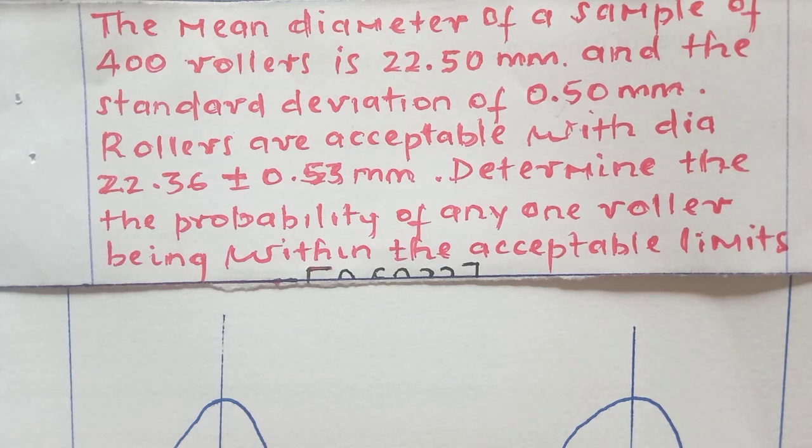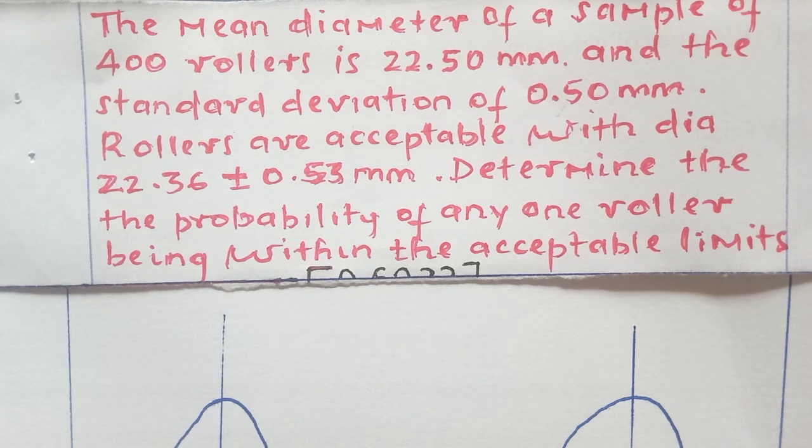The mean diameter of a sample of 400 rollers is 22.50 millimeter, and the standard deviation is 0.50 millimeter. Rollers are acceptable with diameter 22.36 plus or minus 0.53. Determine the probability of any one roller being within the acceptable limits.